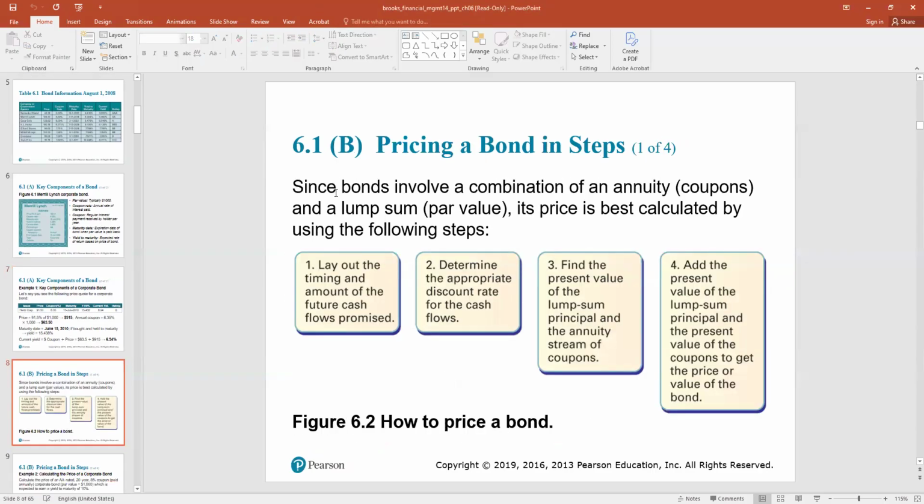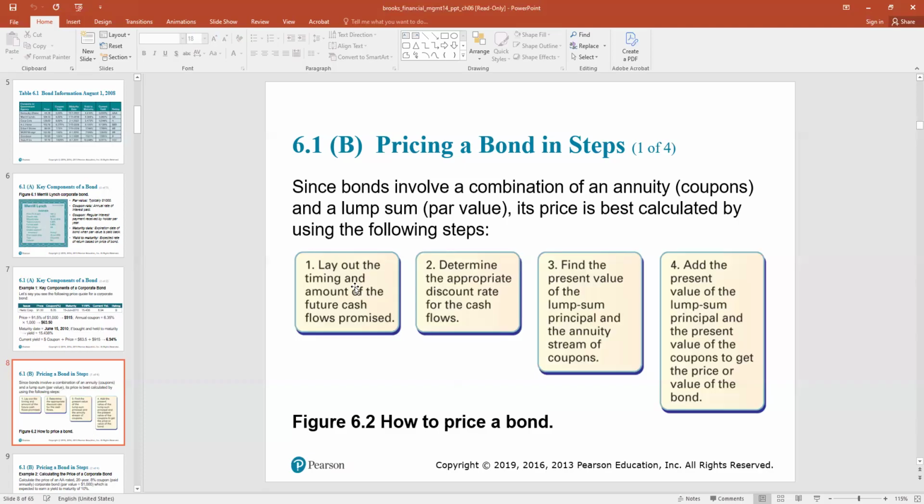So for pricing bonds, there are some steps to be followed. The first step, you lay out the timing and the amount of the future cash flows that are promised to be paid, like annual payments, including the principal payment at the end of maturity. Then you come up with the appropriate discount rate in order to estimate the value of the future cash flows. The third step is you calculate the present value of the lump sum principal and the annuity stream of the coupons.